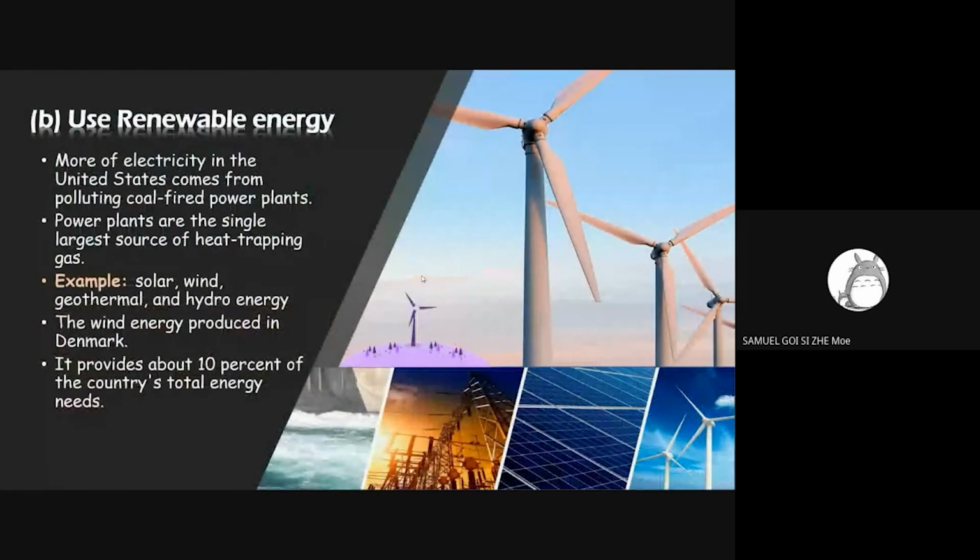Now I will pass the next point to Chang Tong. And now I will talk about the second point. We can use renewable energy. Most of the electricity in the United States comes from polluting coal-fired power plants. Power plants are the single largest source of heat-trapping gas. Examples of renewable energy are solar, wind, geothermal, and hydro energy. The wind energy produced in Denmark provides about 10% of the country's total needs.